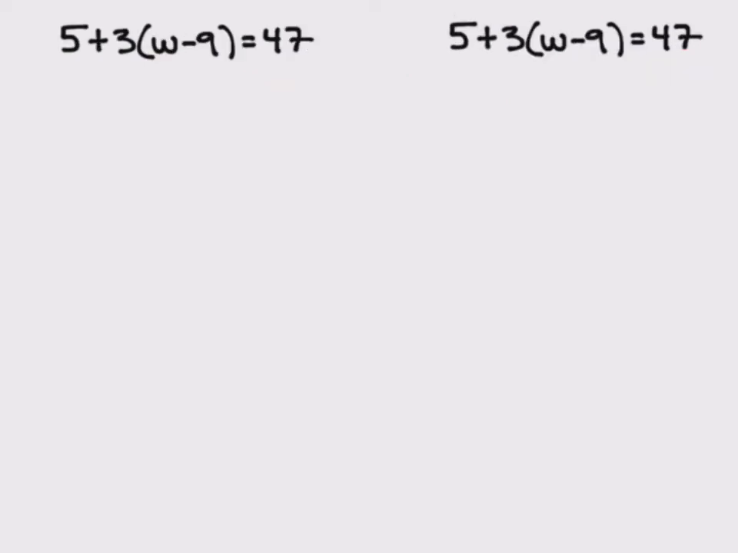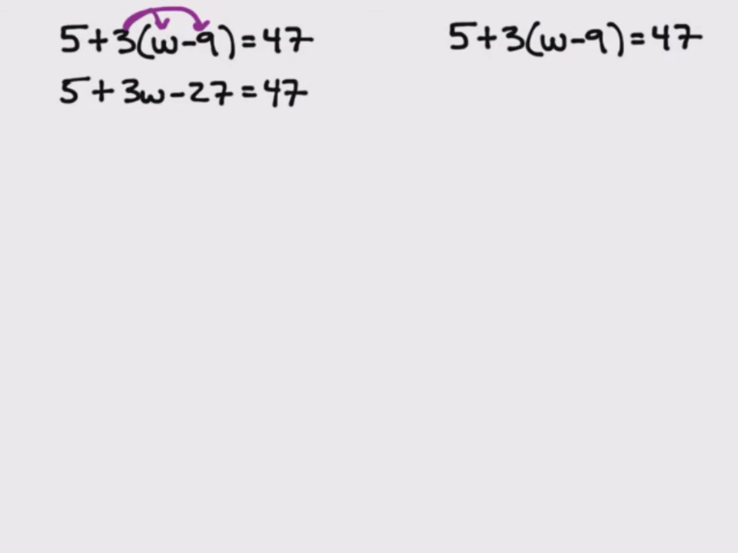Alright, here are some more examples that are going to highlight another time-saving strategy. So the first thing I notice is that we've got 3 times the quantity of w minus 9. And our first impulse is probably just to use the distributive property and multiply that 3 by both the w and the negative 9. And no problem with that. And that leaves us with the equation 5 plus 3w minus 27 equals 47.